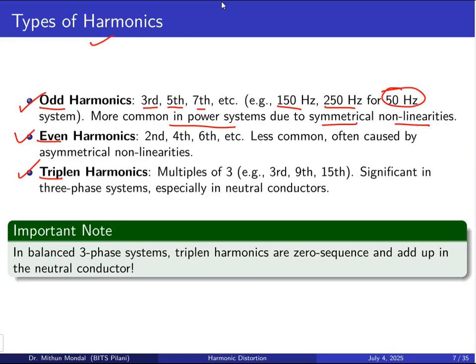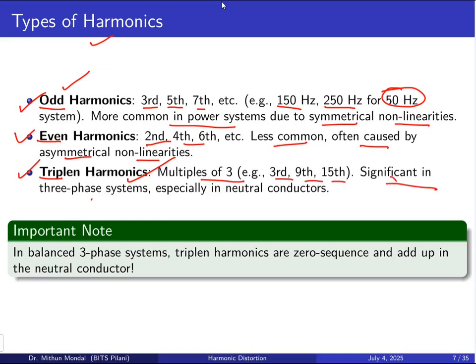When we talk about even harmonics, they will be the multiples of 2, 4, and 6. These are less common, often caused by asymmetrical non-linearities. So generally, most of the time you will see that odd harmonics are present and even harmonics are rare. Then the third category, triplet harmonics, are multiples of 3, like 3, 9, and 15. This is again a type of odd harmonics, but a multiple of 3.